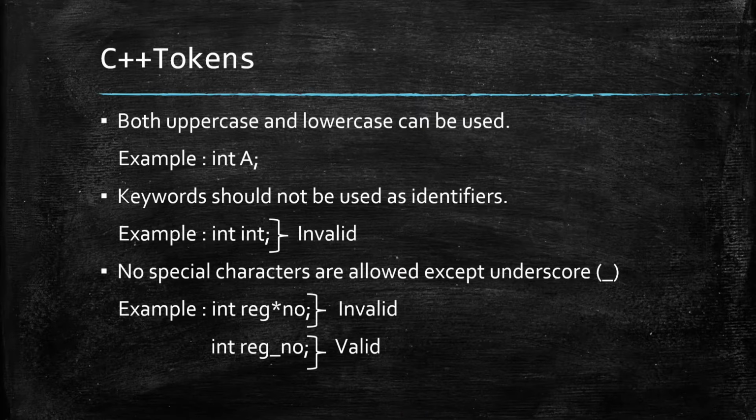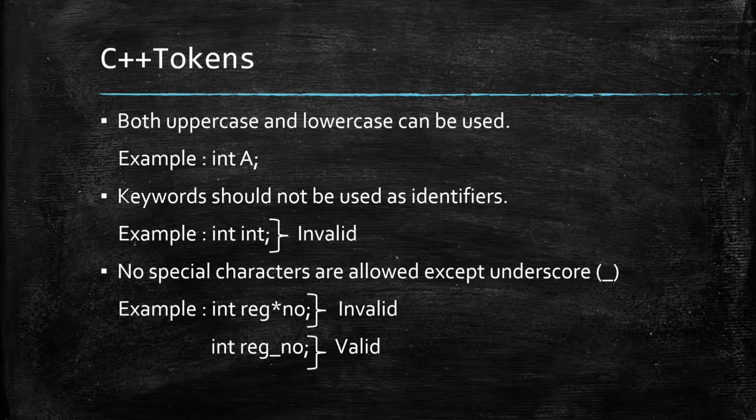Fine? Since it is an invalid expression, you can't take int semicolon. That is wrong. That is invalid, because keywords should never be used as identifiers. Fine? Our next rule is no special characters are allowed except your underscore. As I already said, no special characters must be allowed. Only underscore can be allowed. That's all. So you can see those examples there, which is valid and which is invalid.